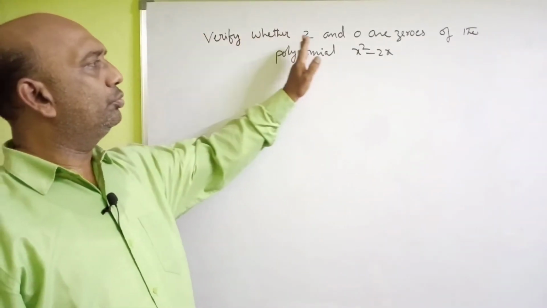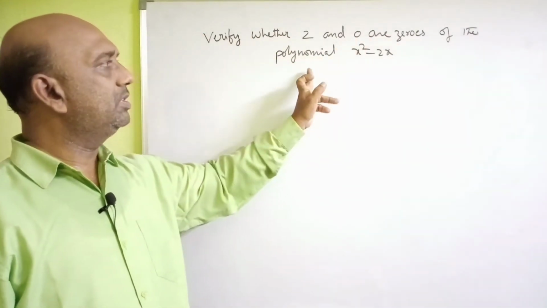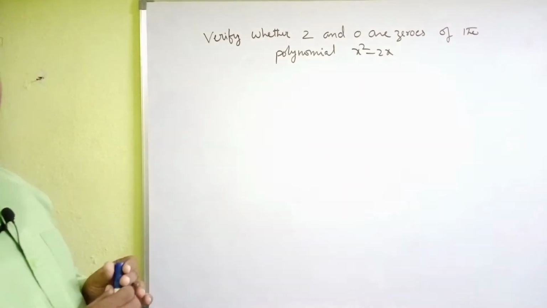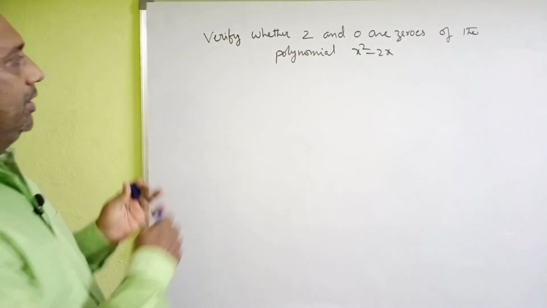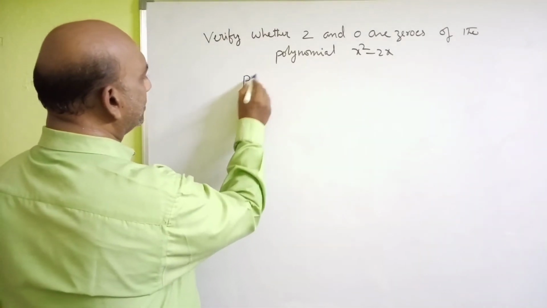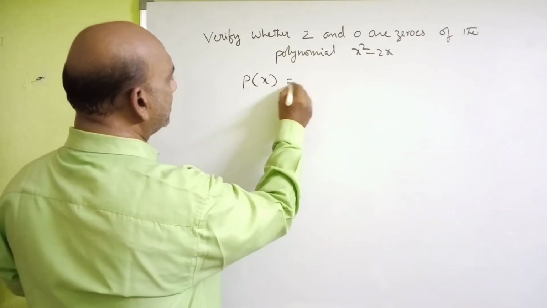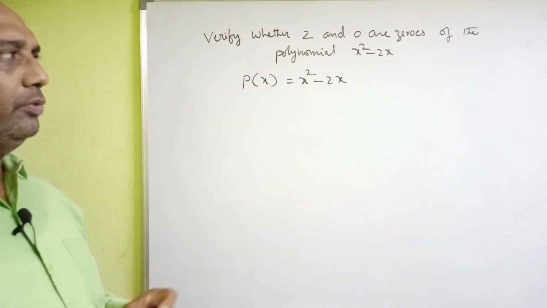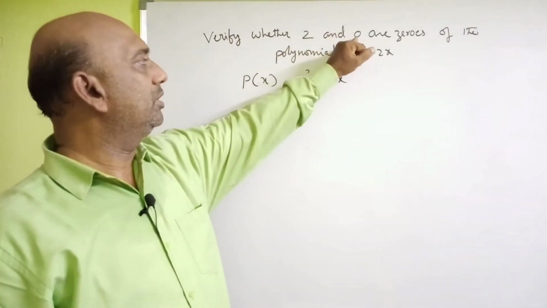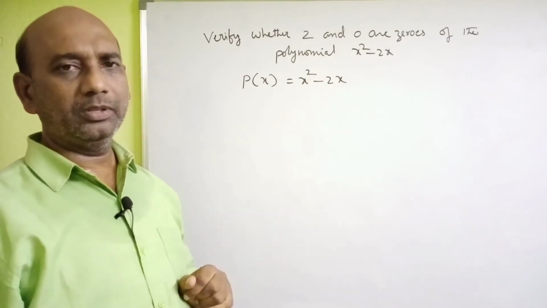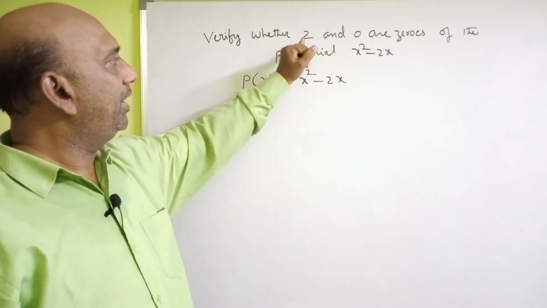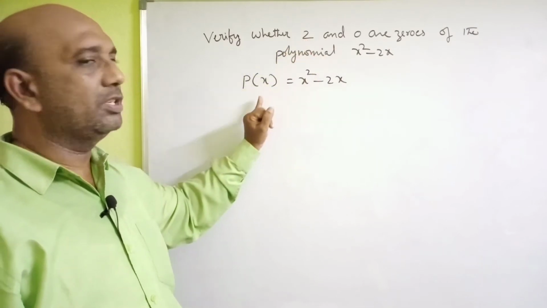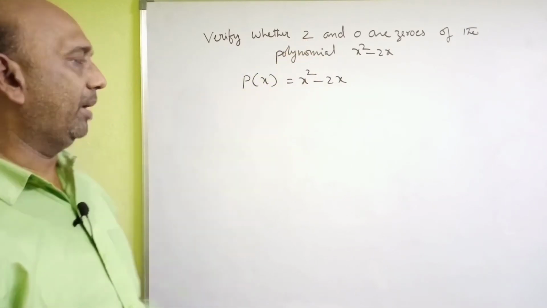Verify whether 2 and 0 are the zeros of this given polynomial. What is the polynomial given here? x square minus 2x. Take this as p of x. So p of x is equal to x square minus 2x. We have to verify whether 2 and 0 are the zeros of this polynomial. Simple. Just substitute these two values in place of x. Let us see what happens.